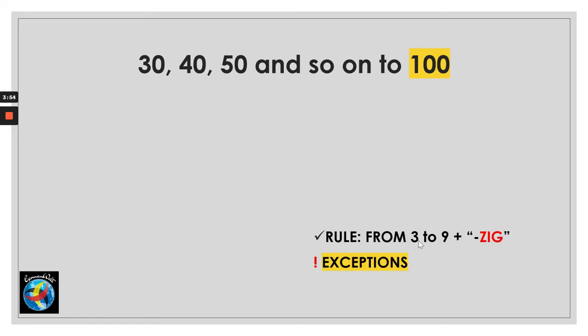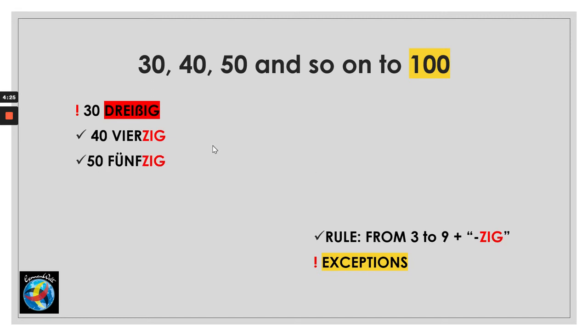Again, we have a rule, which is the numbers from 3 to 9, because you already learned 20, with the ending "zig" and the exceptions. The first exception is actually 30. Maybe it was better to say the numbers from 4 to 9, because 3 is with the ending "zig", and this is the only one with this ending. 30. The next one, you can see it follows the rule, 40, and then 50.